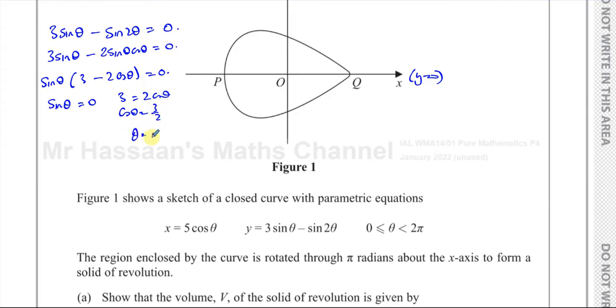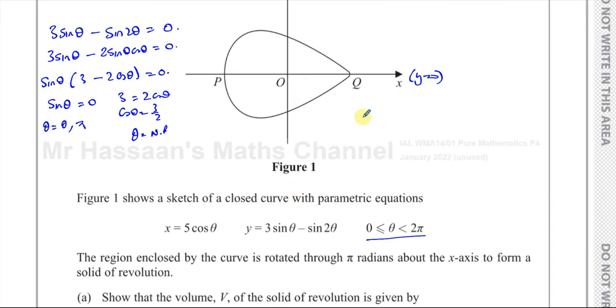Well, this is undefined because cosine theta can never be above 1. But here, the values of theta are between 0 and 2 pi, and sine theta equals 0 at 0 and also at pi. It doesn't include 2 pi, so it's just 0 and pi. So I know that the values of P and Q are 0 and pi. Let's find out which is which.